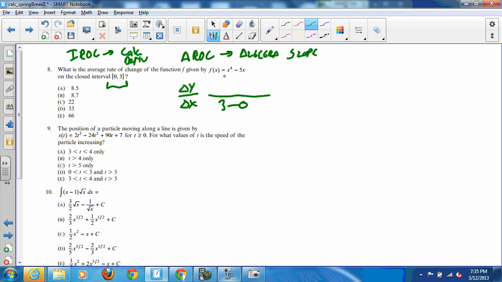So we have to find the function value at 3. So the function value at 3 would be 3 to the 4th power is 81. 3 times 3 times 3. Minus 5 times 3 is 15. So what is that?